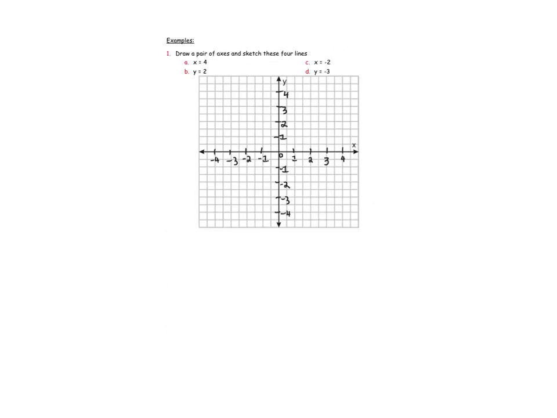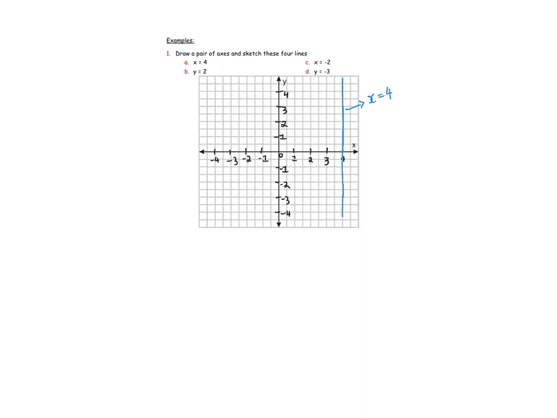To go through a few examples then, it says here in example 1, draw a pair of axes and sketch these 4 lines. So I have the pair of axes here, and I'm ready to draw the 4 lines. So first of all, we have x equal to 4. So how we draw this is we go to x equals 4, which we have here. I just did a dot, and we draw a line straight up and straight down. So this here is the line x equal to 4.